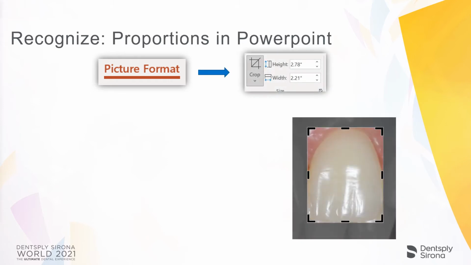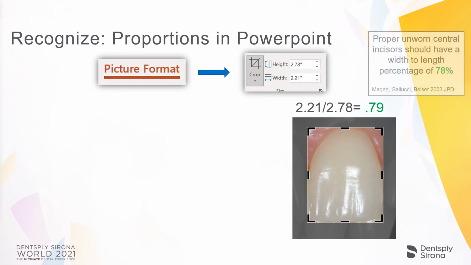You then go to the crop. You don't actually crop the image, but you outline the tooth with the cropping function. If you go from the incisal edge to the gingival zenith, and then your mesial and distal contact points, you're going to get an approximate width and height ratio. So when you divide these out, you can see that this patient has a 0.79 ratio of their central incisor. It doesn't matter what the unit is because the units cancel themselves out and all we're getting is a ratio.